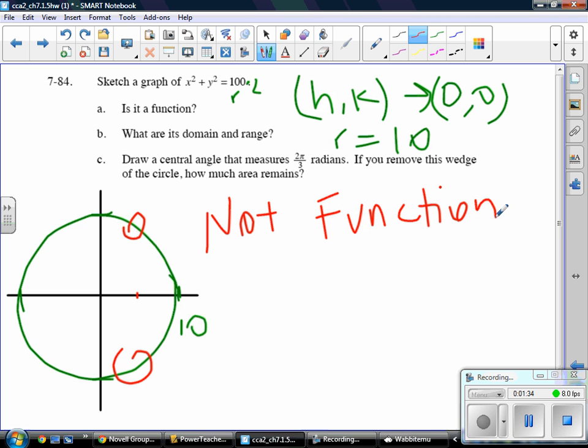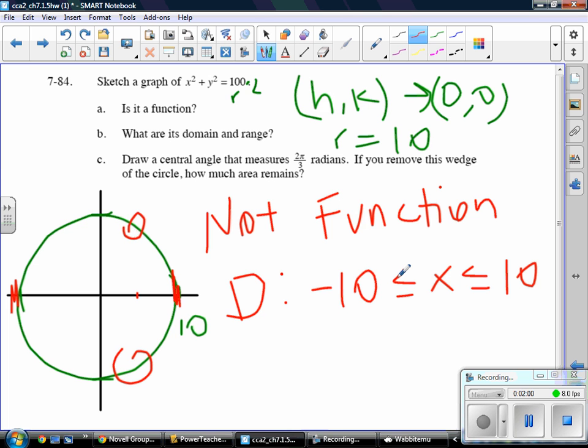So what are its domain and range? Domain is x coordinates. So the distance that it goes from here to here. It goes from negative 10 to positive 10. Now our notation we've been trying to use is this, which means x is literally in between negative 10 and positive 10, and it includes 10.